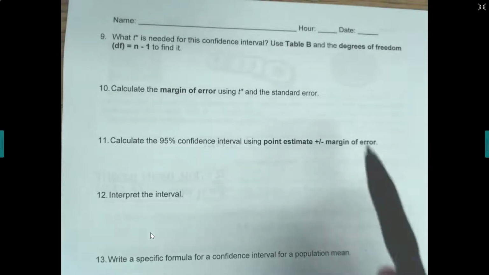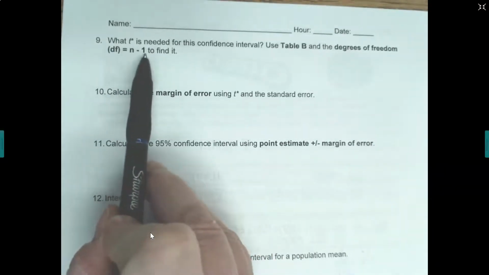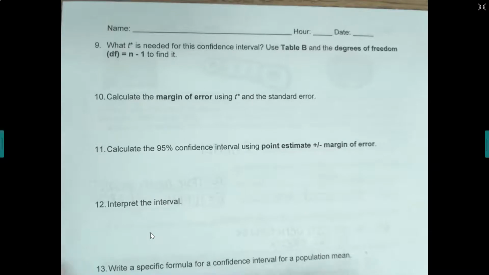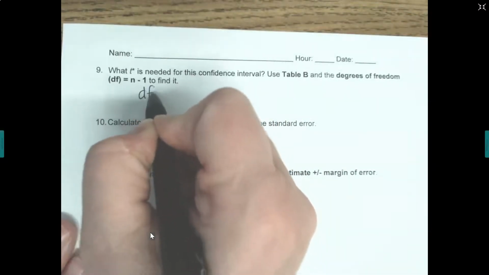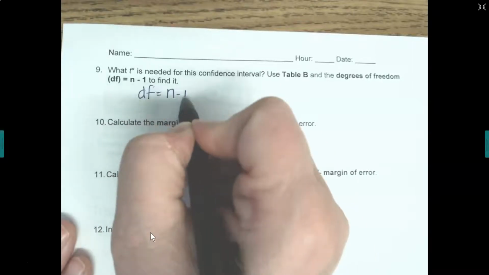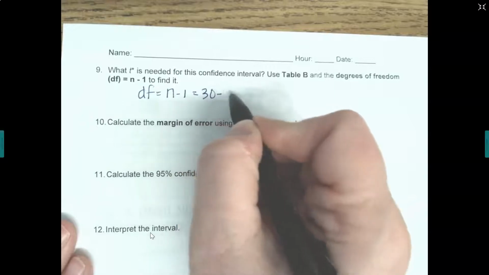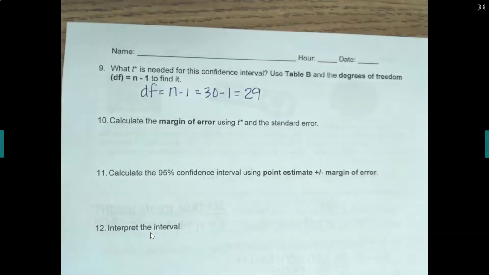Okay, and your degrees of freedom is your sample size minus 1. So this is part of that conservativeness in numbers that comes in from statistics. They don't want to overestimate, they'd rather under just a little bit. So in this case, if our degrees of freedom equals n minus 1, we had a sample size of 30, and we're going to subtract 1, so we have 29 degrees of freedom.